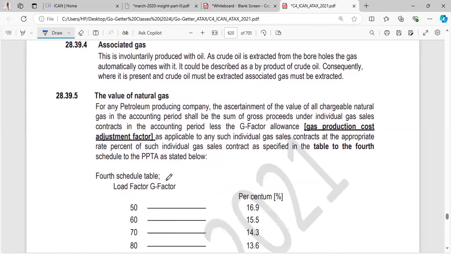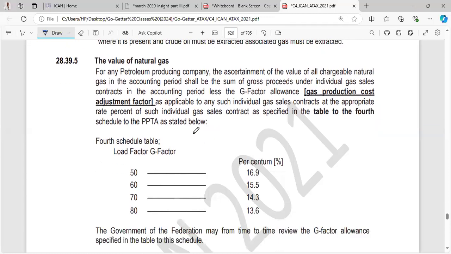Now, the value of natural gas. Most times, if this natural gas is associated gas, it is added to the profit of the petroleum company, and all of it is added as petroleum income that is charged at 85% tax. Now, sometimes they are treated differently, especially if it is non-associated gas.